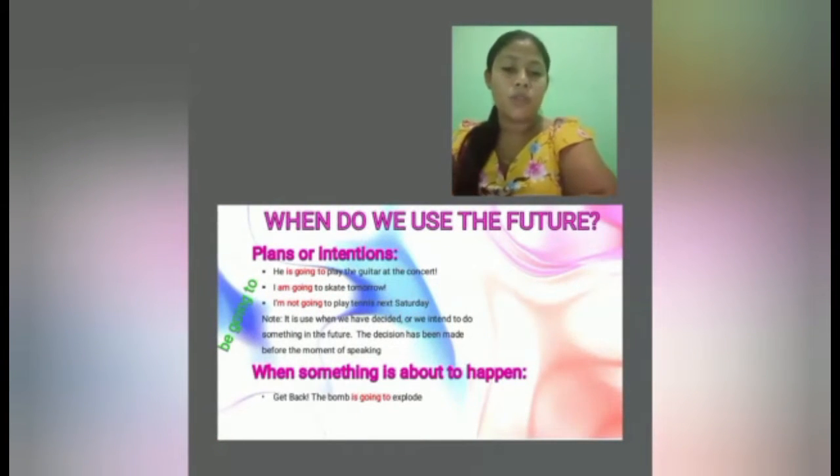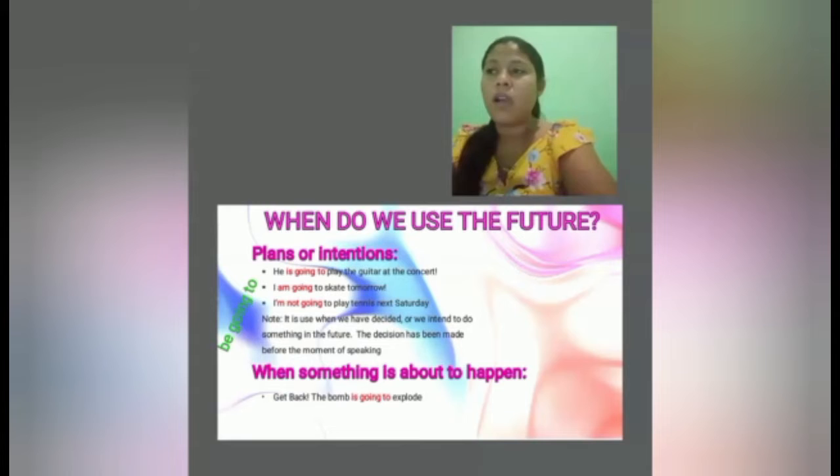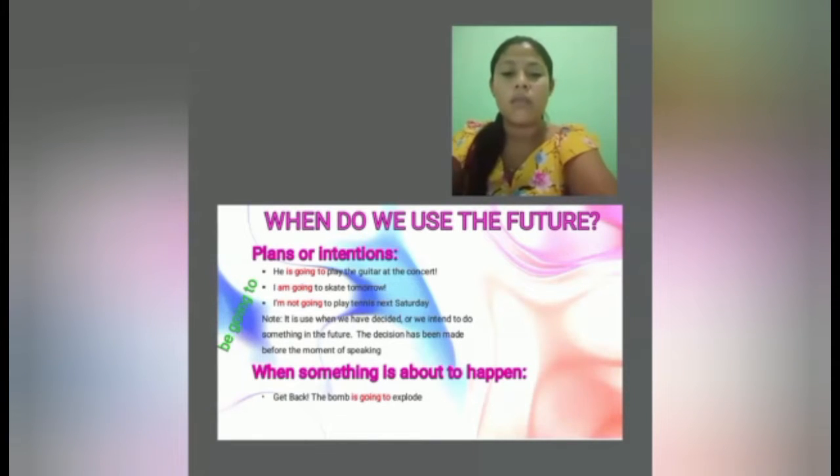When do we use the future? It's used for a plan or intention. For example, he's going to play the guitar at the concert. He is going to play the guitar at the concert. He's planning to play the guitar. I'm going to skate tomorrow. Also, he's making a plan to skate tomorrow. I'm not going to play tennis next Saturday, next week. It is used when we have decided or we intend to do something in the future.